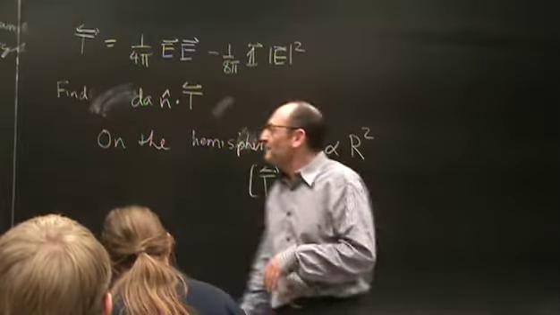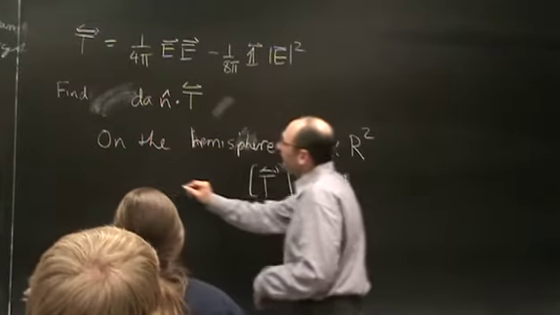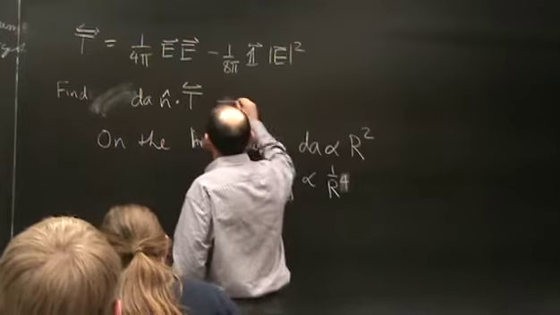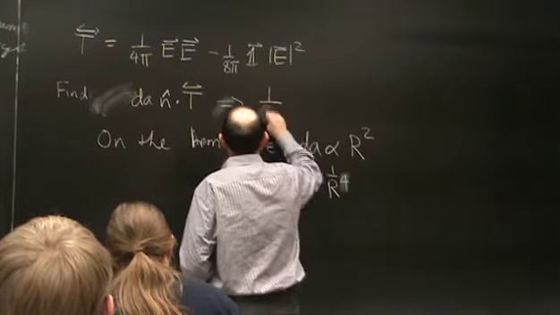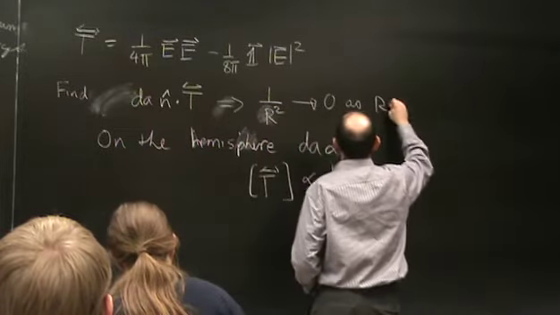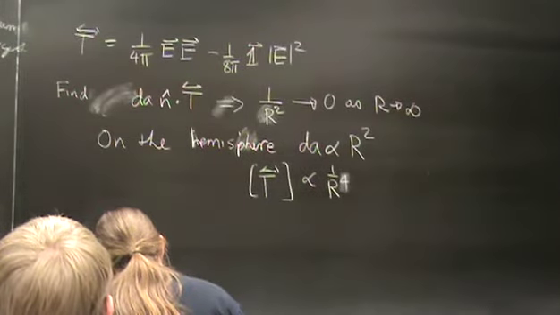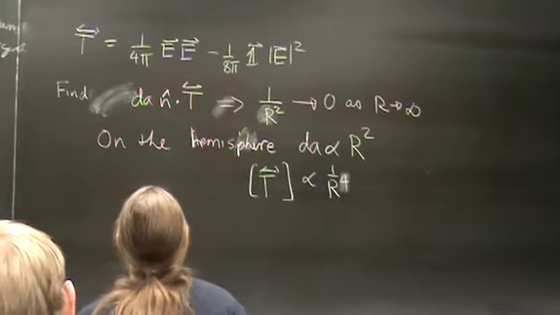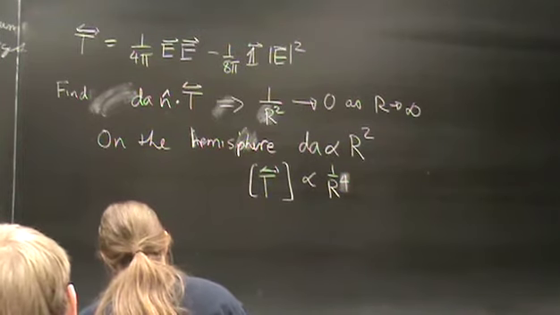Anyway, what we see here is that on the hemisphere, this thing scales like 1 over r squared, which goes to 0 as r goes to infinity. So that's why I can ignore the hemisphere contribution to this flux. And I can now just concentrate on the disk.